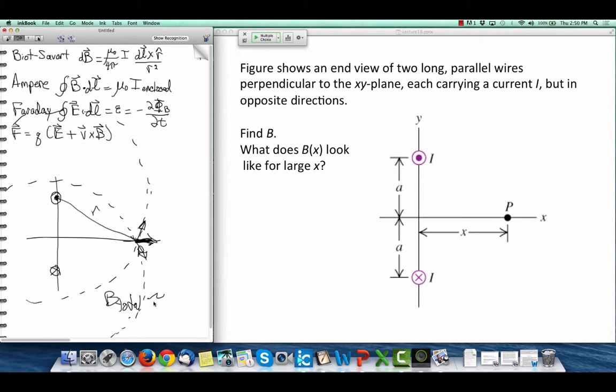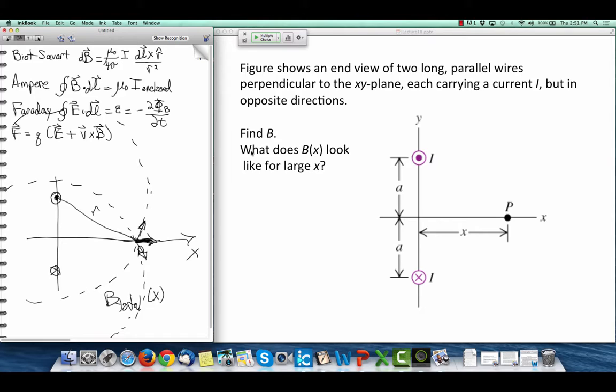And what you find is that B total is a function of x. This is the x-axis. And B total depends on how far away you are, and also a function of the distance between them, 2a, but that's a constant. And so when x gets very, very large, I don't think I have time to work this out. If you just take the limit as x gets really, really large, you're going to find out that it goes to 0. Okay? That isn't what we're looking for in this kind of a problem.